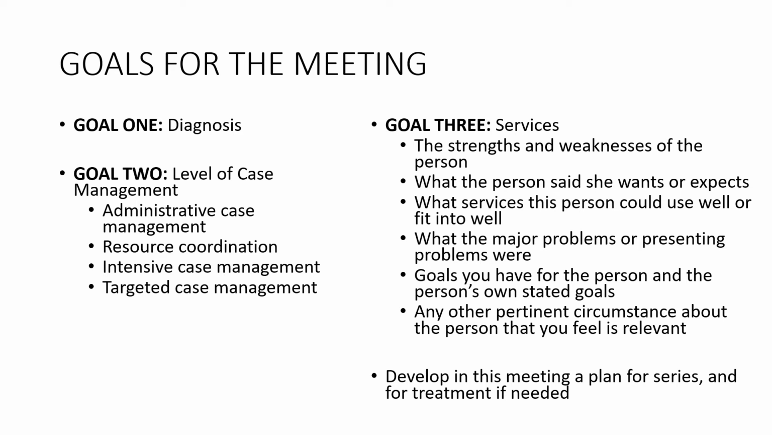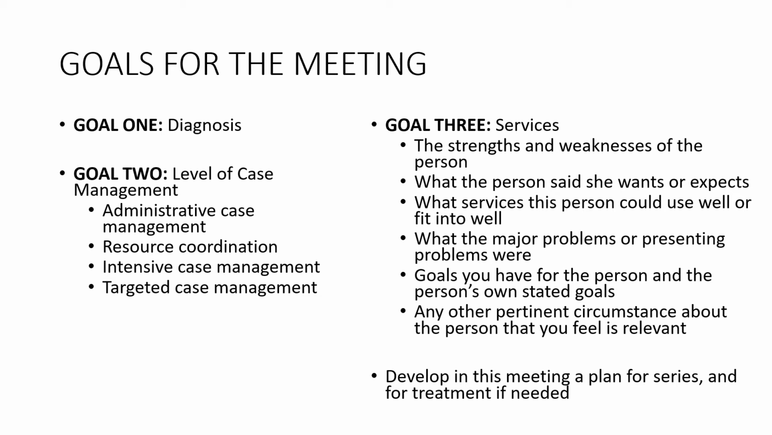for this person's well-being. Goal two is the level of case management. So do we need administrative case management, resource coordination, intensive case management, or targeted case management? We'll talk a little bit about that in the future. Goal three is services, the strengths and weaknesses of the person. So we want to know, what areas are they really good at, so that we can try to create goals for them that are in similar strengths so that they're motivated to achieve these goals.